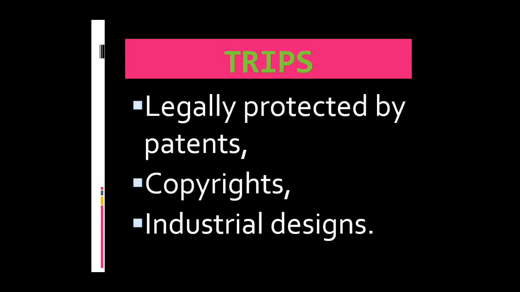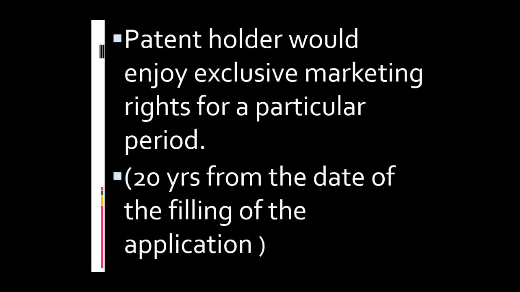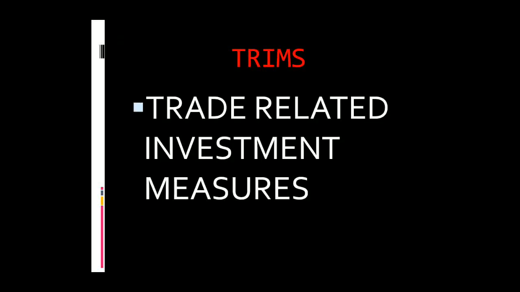Whatever industrial design they keep doing, undisclosed information including trade secrets are also maintained. Patent holder would enjoy exclusive marketing rights for a particular period, that is they say 20 years from the date of filing the application. A period of 5 years was given to implement the provisions of TRIPS agreement.